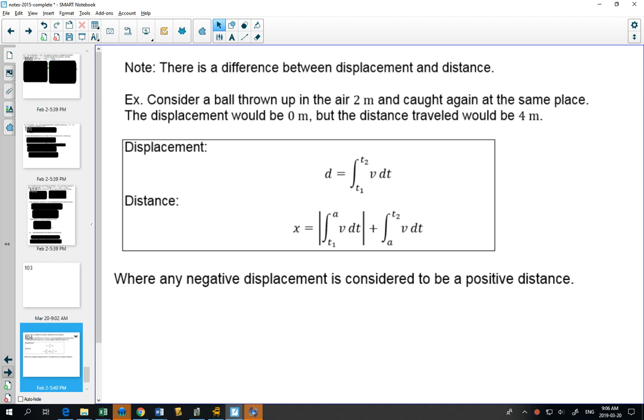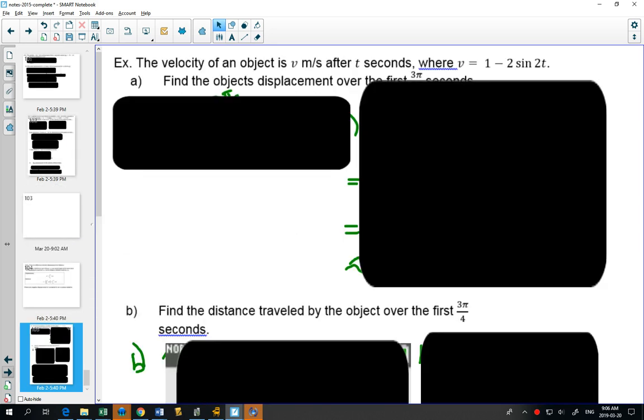Because I threw the ball up in the air, it went +2, -2, 0, right? We just need to put absolute values around that -2 part to count it as positive. So here's an example.